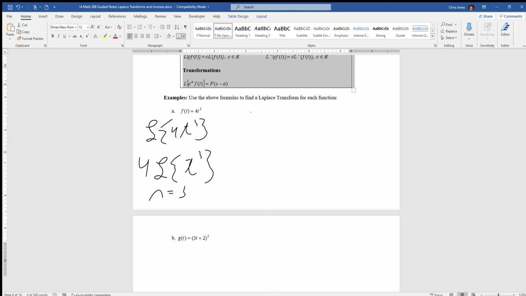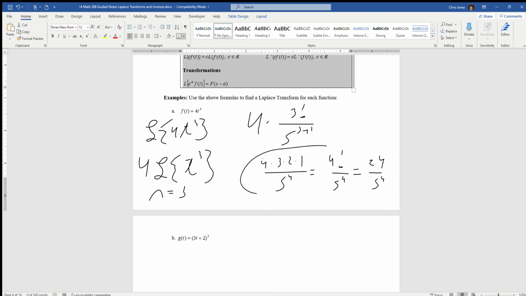So that's going to be 4 times 3 factorial, and we're going to divide that by s to the n plus 1, so s to the 3 plus 1. We can write this in a couple ways. We could write this as 4 times 3 times 2 times 1 over s to the 4th. We could write that as 4 factorial over s to the 4th, or we could simply write it as 24 over s to the 4th. Any of these would be perfectly fine. Much easier than using 3 integration by parts, which is what we would have to do to find this without using the Laplace transform.